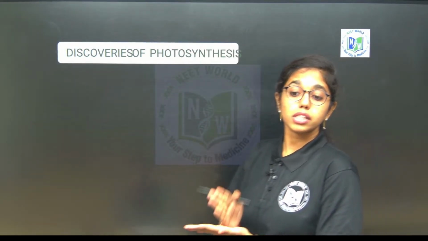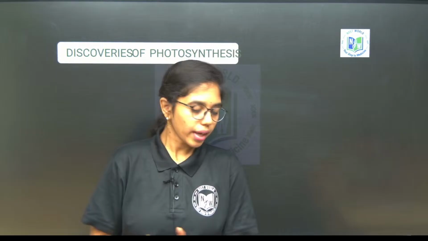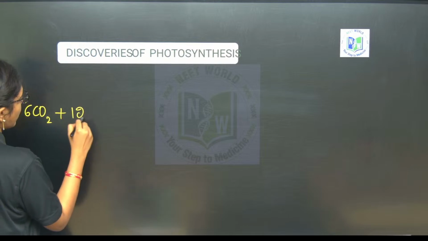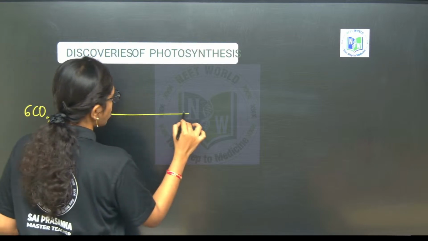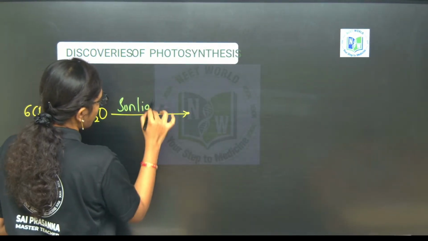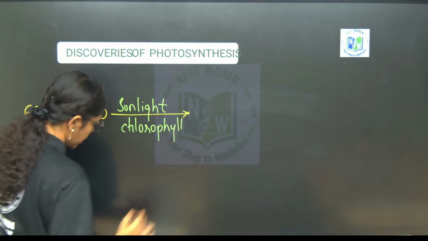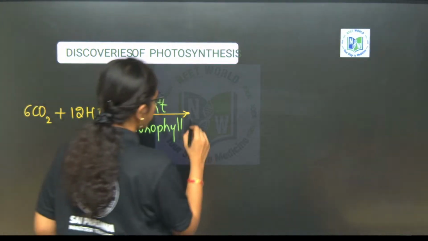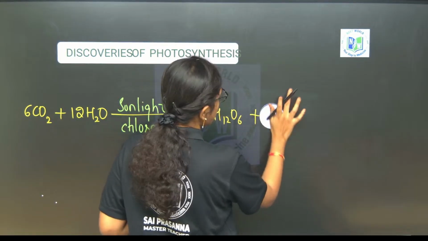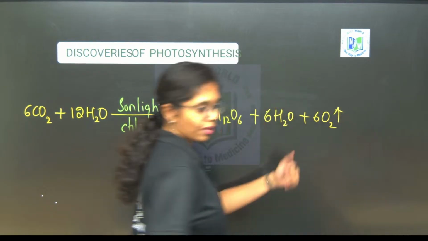To understand the discoveries of photosynthesis also, we will place our standard equation of photosynthesis. Okay. So again, once again, standard equation of photosynthesis: 6CO2 plus 12H2O in the presence of sunlight and chlorophyll, yes, gives the primary product. What is the primary product over here, beta? C6H12O6 plus 6H2O plus 6O2 evolved as byproduct.